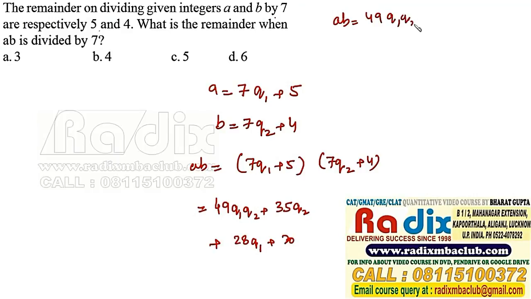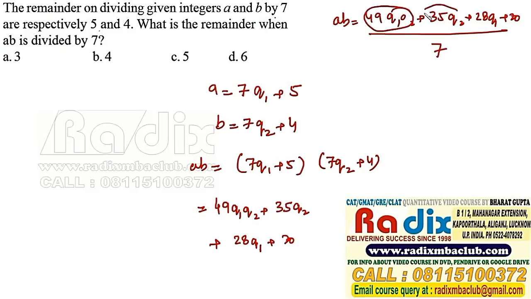Now ab is 49q1q2 + 35q2 + 28q1 + 20. And now, when this number is divided by 7, this gives remainder 0, this gives remainder 0, this gives remainder 0. So finally, 20 when divided by 7 gives remainder 6. The answer to this question is option D.